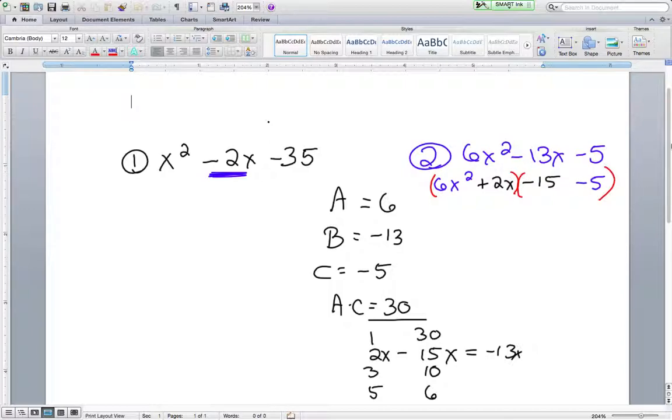Oops, I've made a silly mistake here. Did you catch it? Minus 15x. All right, I need a plus sign between those quantities. Otherwise, I've changed it from addition to multiplication.